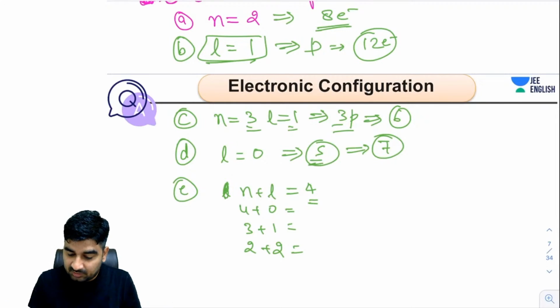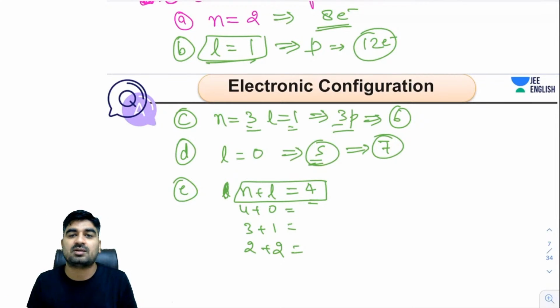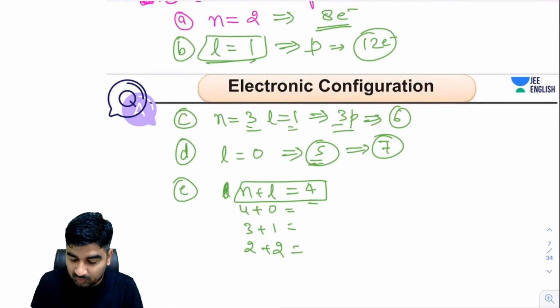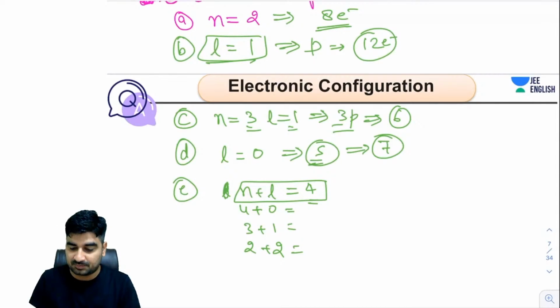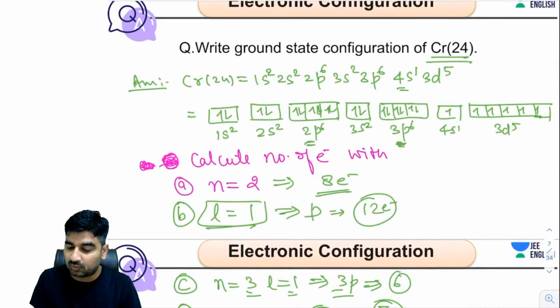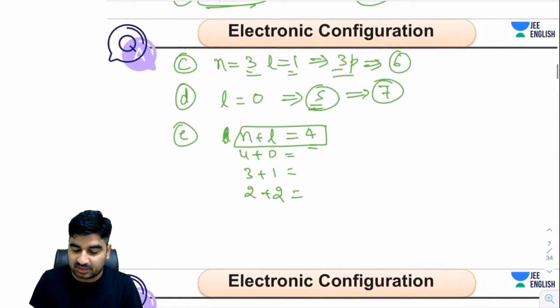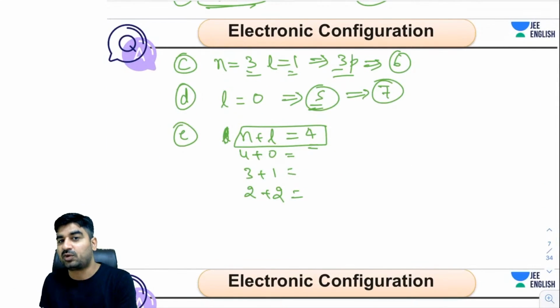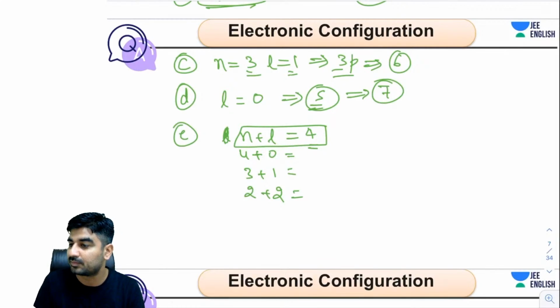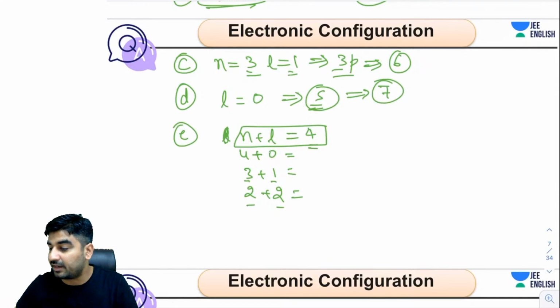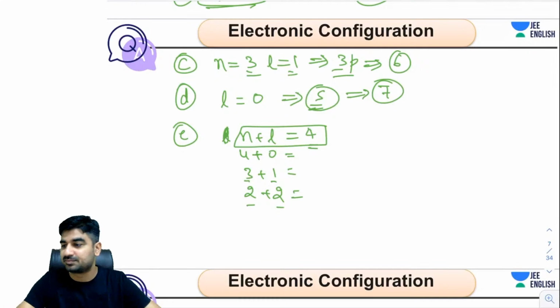Ritvik, the sum of n plus l should be 4. How can it be 4? Now you have to take some numbers, like it is filled up to 4s maximum. So I will start with n. If I take n is equal to 4, l is equal to 0, it will be 4. I can also say 3 plus 1, 4. Can I take 2 and 2? Anyone?